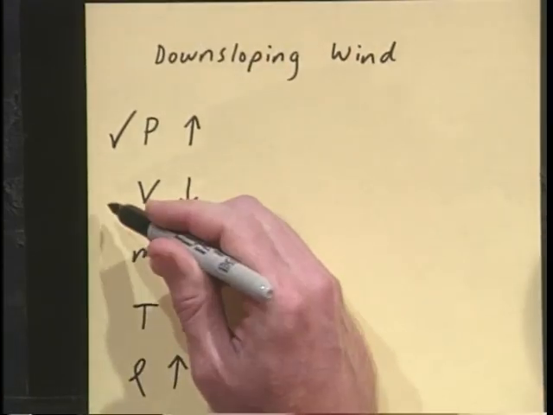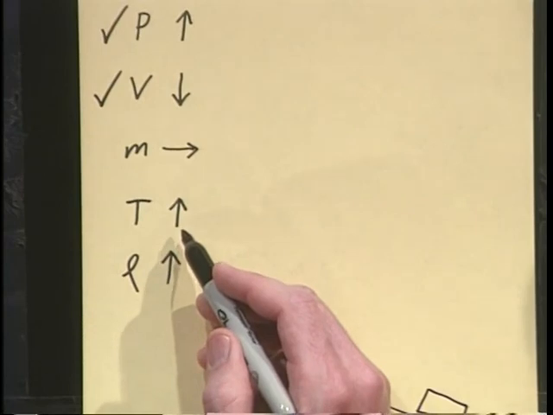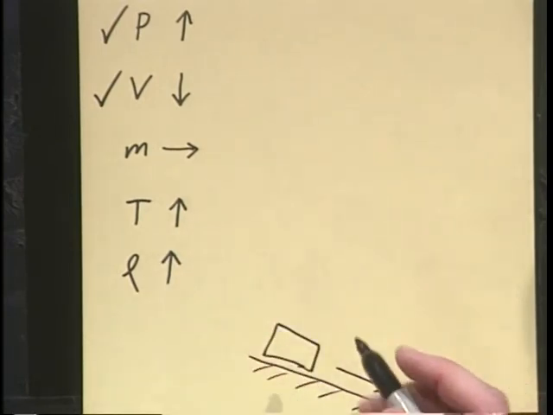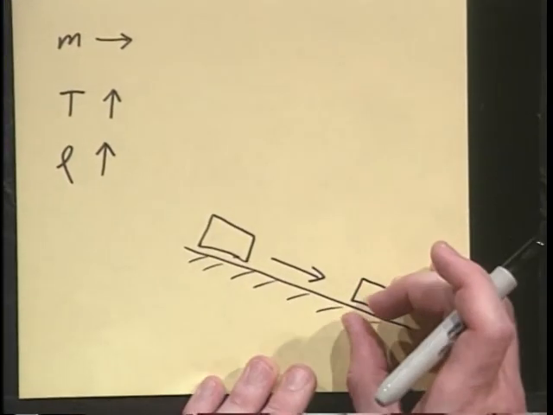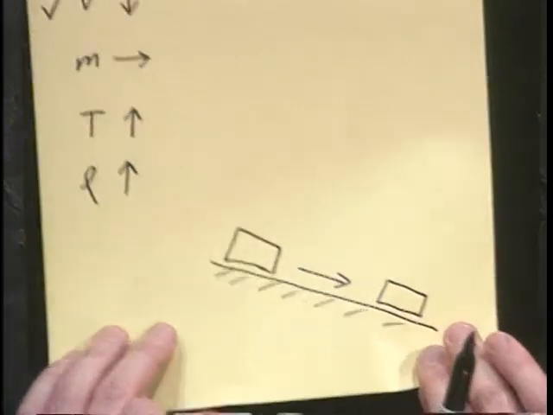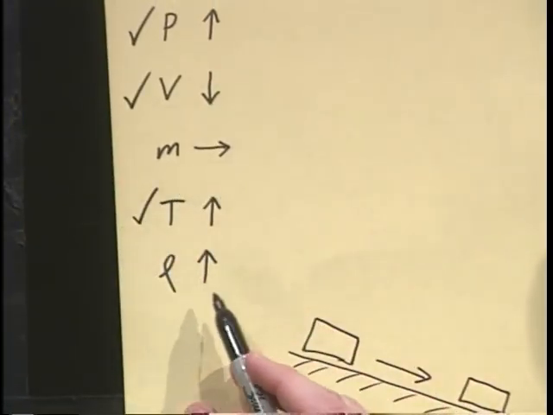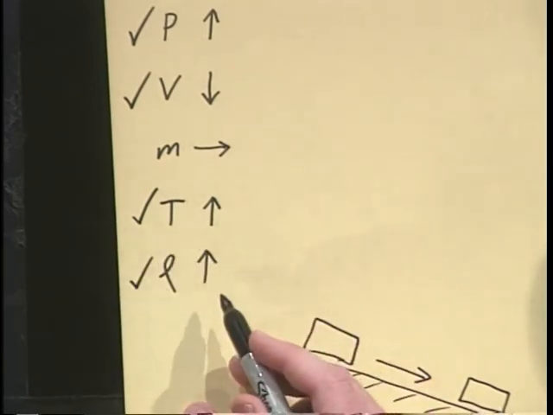So the volume is going to go down. The temperature is going to go up. You have an adiabatic compression process occurring. The pressure is increasing, causing the box to be squished closer together. So the molecules are getting closer together, and that increases the temperature. And since the box becomes smaller, the density is going to increase.